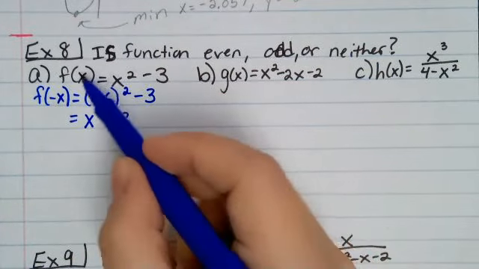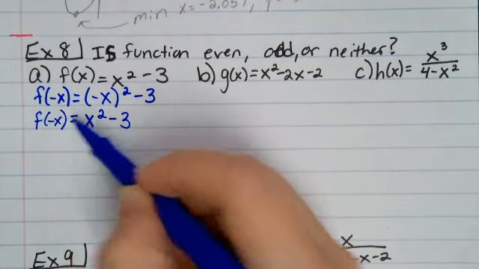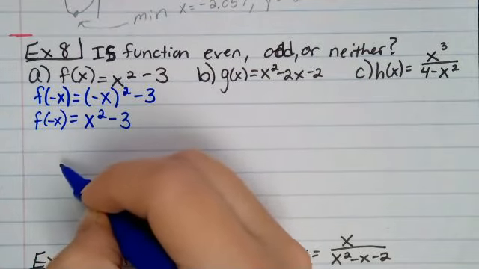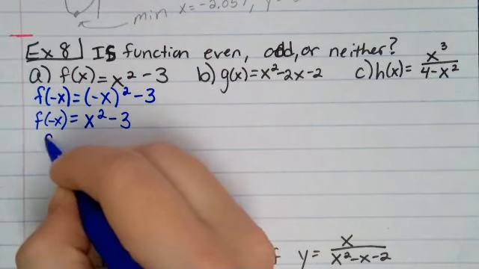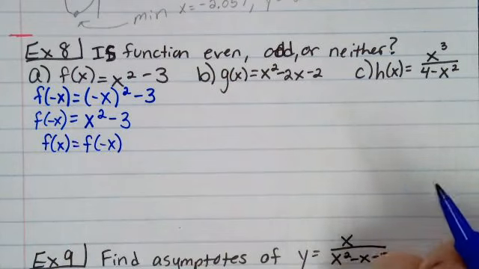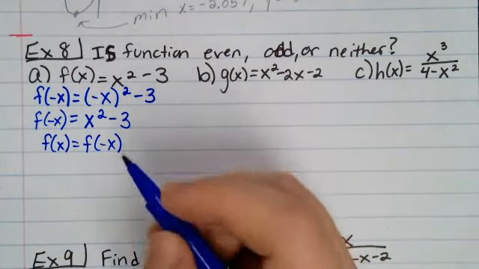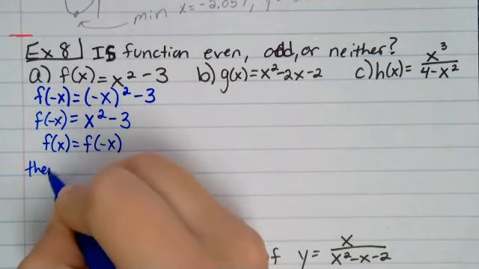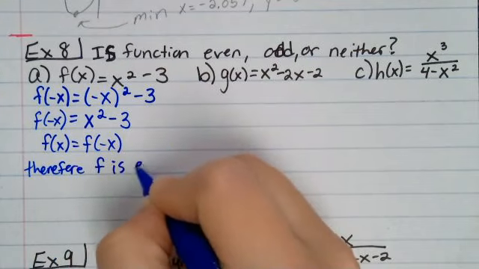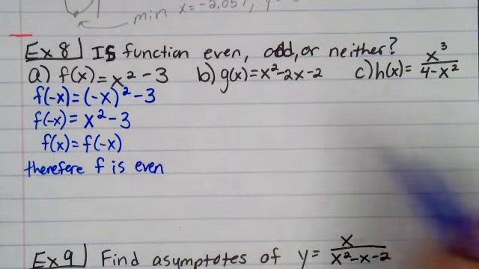So I want you to look. f of x was x squared minus 3. f of negative x is also x squared minus 3. So we do have a situation where our f of x does in fact equal f of negative x. Okay? And because that's the case, that means that f is even. So we're going to say, therefore, f is even. Done.